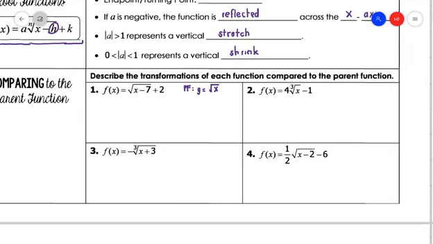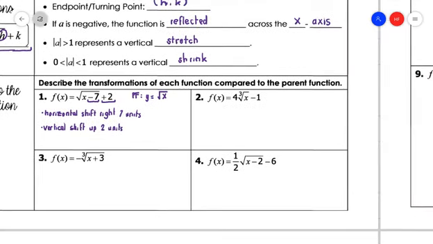And so compared to that, I see this change here and this change here. So my first transformation will be a horizontal shift to the right, because it says minus 7 and we're on the inside, 7 units. So remember, inside is opposite. And then plus 2 on the end is a vertical shift up 2 units. So on the outside, we take it as it is.